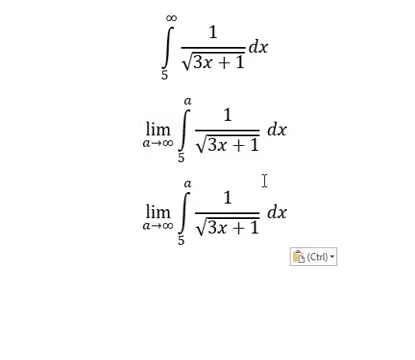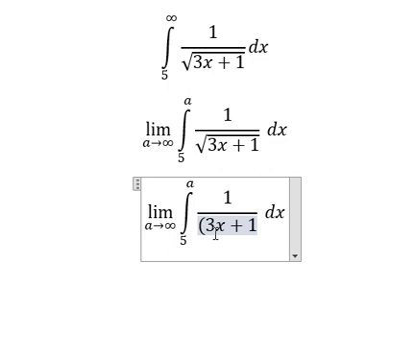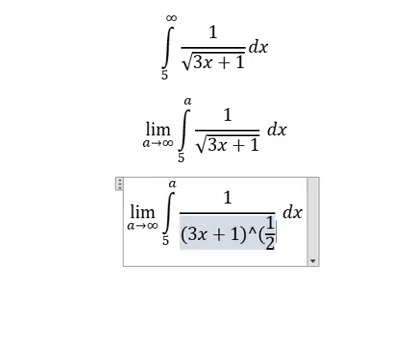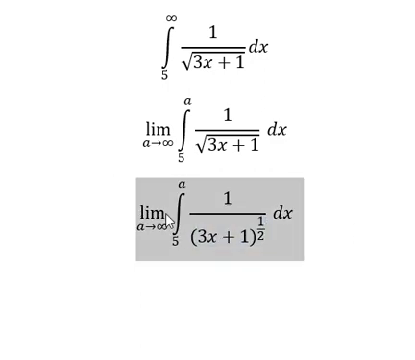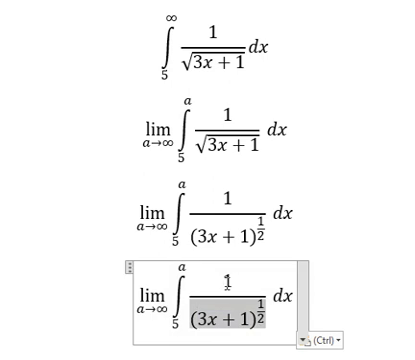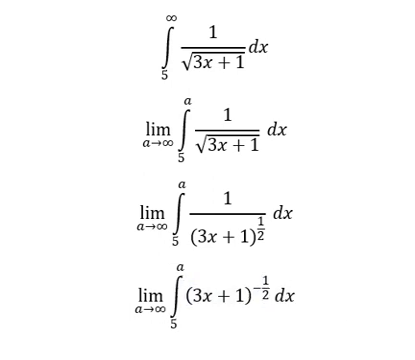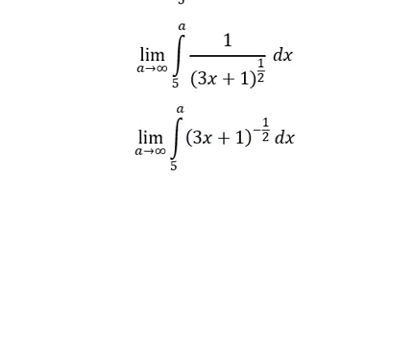So the square root, that is about the power 1 over 2. So I want to put this one go to numerator. So we put the negative sign on the power. And now we have the formula in here.